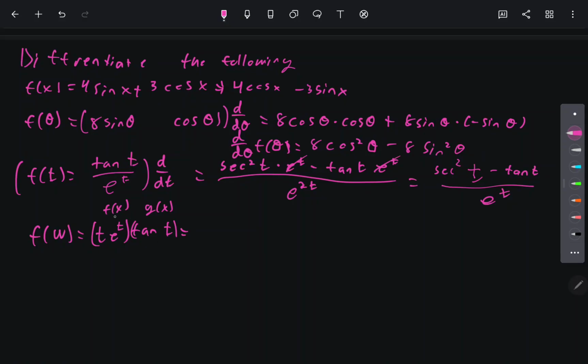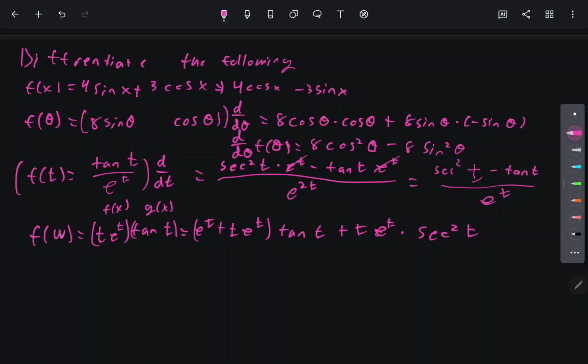So the derivative of f of x in this case is going to be e to the t plus t e to the t, times by the second, which is just tangent of t, plus the first function, which is t e to the t, and then times that by the derivative of tangent, which is just secant squared of t.